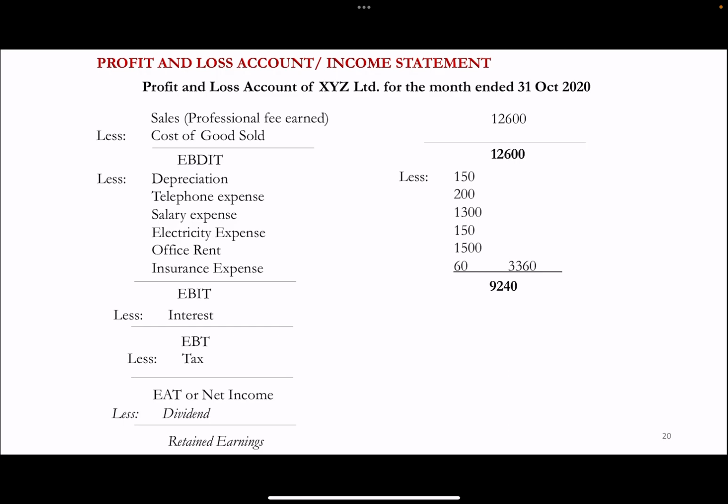Then we can deduct interest if it is given, and we'll get EBT. There is no interest, so we'll get the same EBT. Then we'll deduct tax and we'll get net income. There is no tax, so we'll again get the same net income. Then if dividend is given, we can just deduct that. Here, I'm taking a 2,200 dividend that they're going to pay. The retained earnings are going to be 7,040. So this is the kind of format.